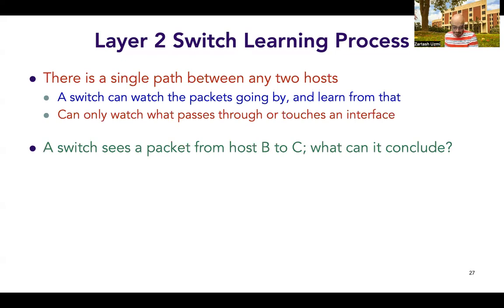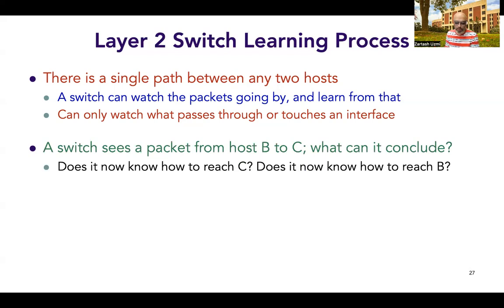So let's say, for example, a switch sees a packet going from host B to host C. The source was B and the destination was C. The destination MAC address and the source MAC address, both of those are written within the packet. Does the layer 2 switch know how to reach C? Does it know how to reach B?